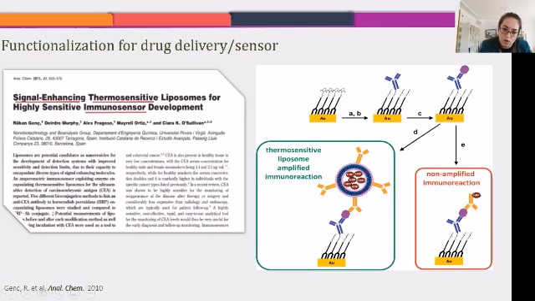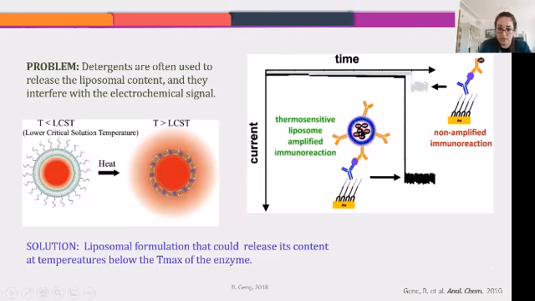So what is the design problem here? In the traditional way, liposomes are opened with detergents. But what happens when you use them? Back then in 2010, there were very few studies that used liposomes as signal enhancers, so the design wasn't finished yet.